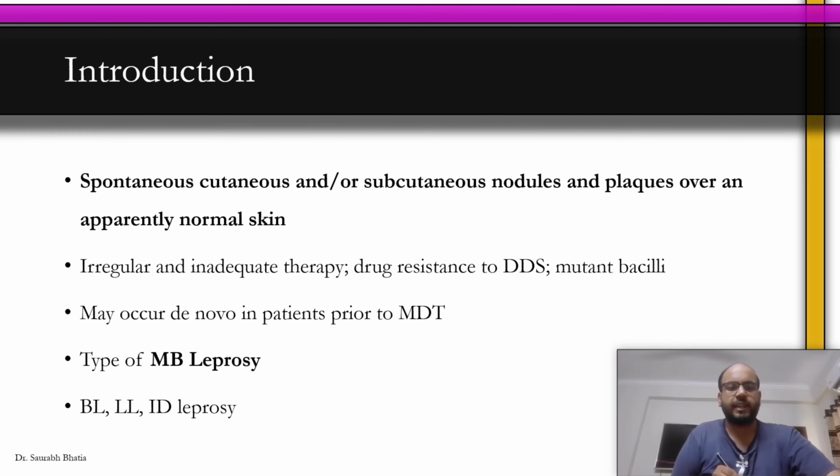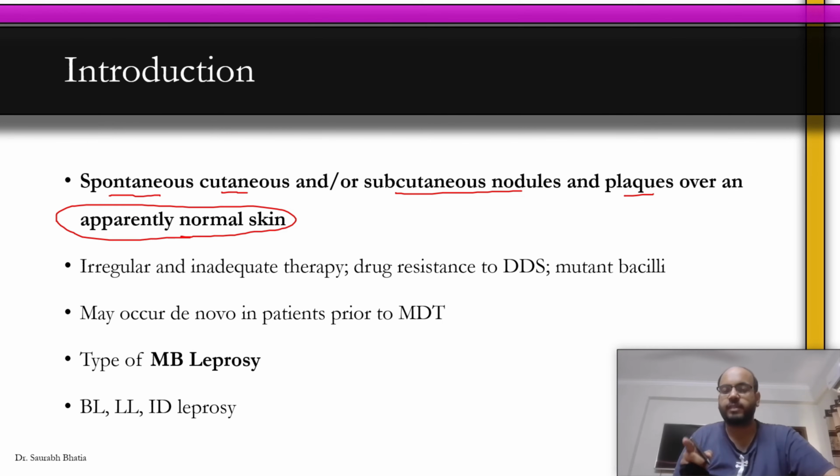Histoid leprosy is characterized by spontaneous cutaneous and/or subcutaneous nodules. Just remember that in histoid leprosy there is spontaneous presentation of cutaneous and subcutaneous nodules, and the nodules are larger. They will be plaque over an apparently normal skin. You have to focus on these words: apparently normal skin. The background skin appears normal. It does have lepromatous infiltration, but it's not clinically apparent. So the background skin will appear normal.